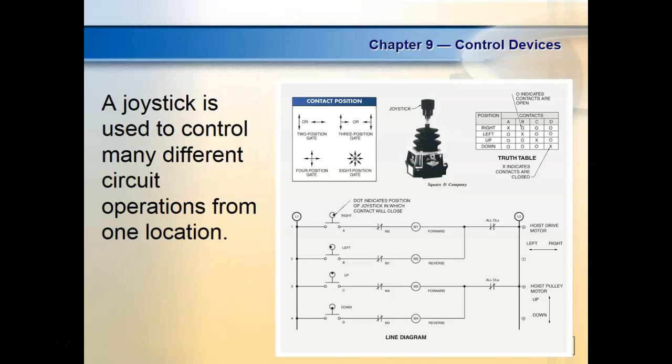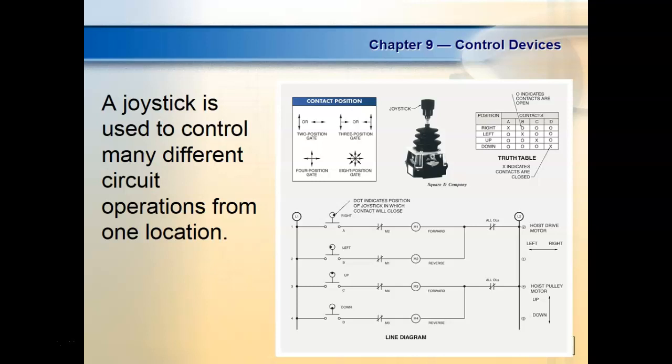This is a joystick. This is a 4-position joystick. We have the truth table on the right. If I move to the right, circuit A would be true. The other 3 circuits would be open. Get to the left, and B will be true. Up would be C would be true. Down would be D would be true.